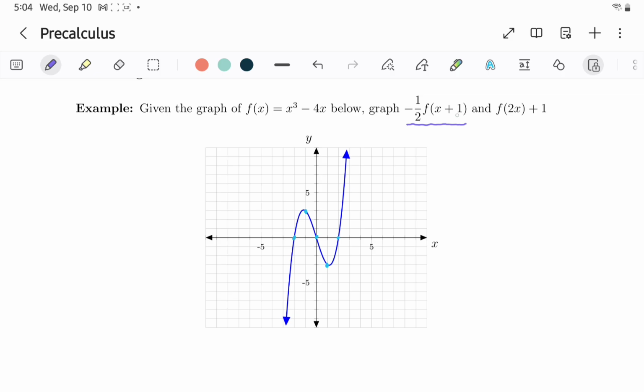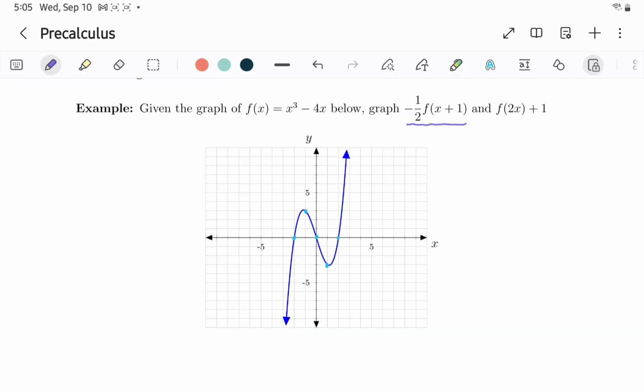So just reading off the formula for the transformation here, we are going to have a vertical reflection because we have this minus sign outside of the function. We are going to have a vertical compression as well, because we have that 1/2 out in front of the function. And then we are going to have a horizontal shift by 1 unit to the left, because we have plus 1 inside the parentheses for f. So we have f of x plus 1, which means a horizontal shift 1 unit to the left.